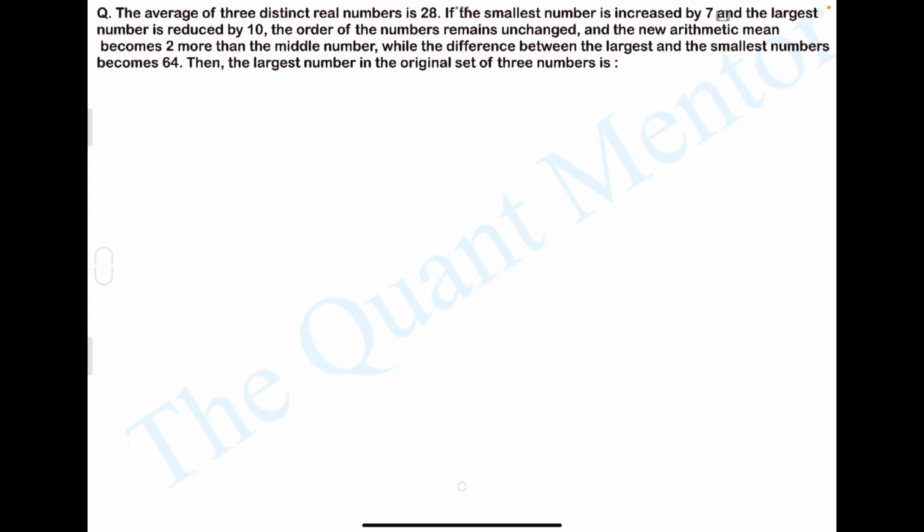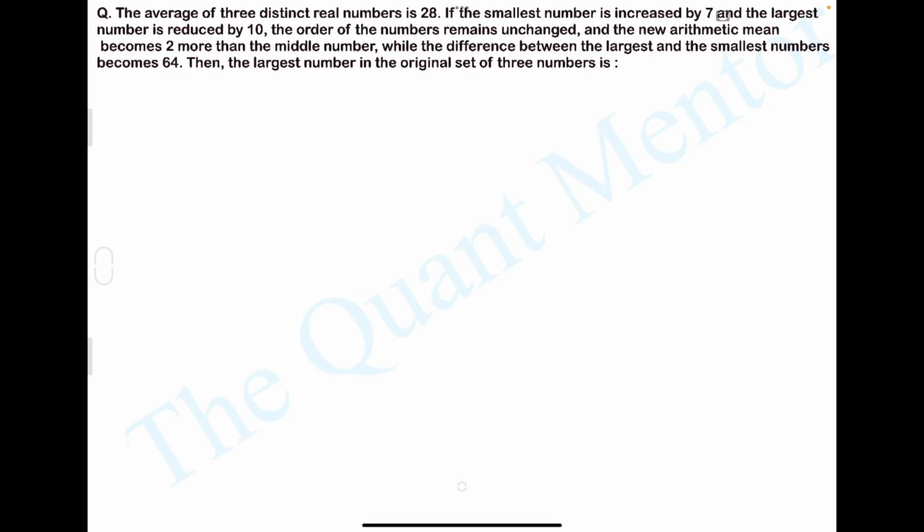So if you ask me, this is a purely equations game. Let's solve this question. The average of three distinct real numbers is 28. If the smallest number is increased by 7 and the largest number is reduced by 10, the order of the numbers remains unchanged and the new arithmetic mean becomes 2 more than the middle number, while the difference between the largest and smallest numbers becomes 64. Then the largest number in the original set of three numbers is. Easy question and interesting also.